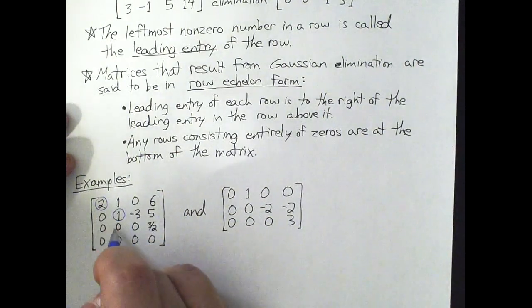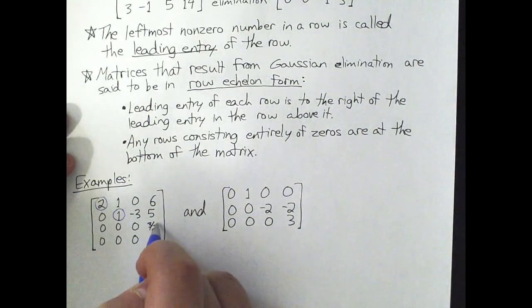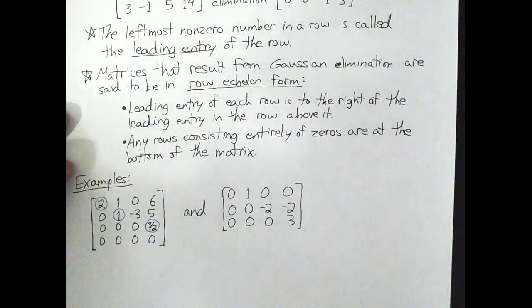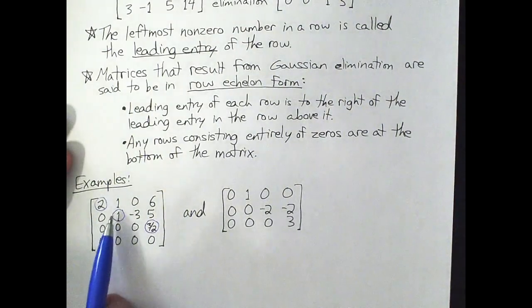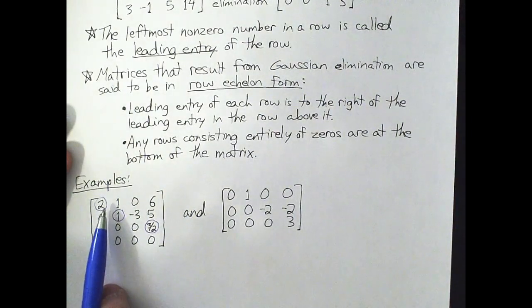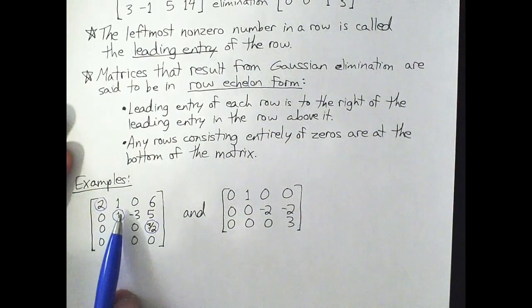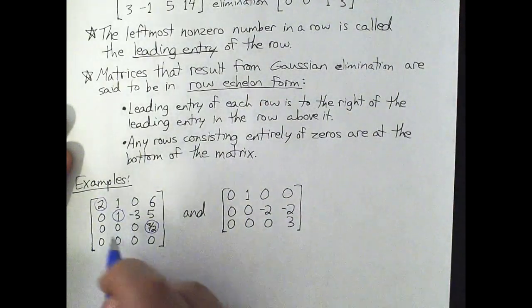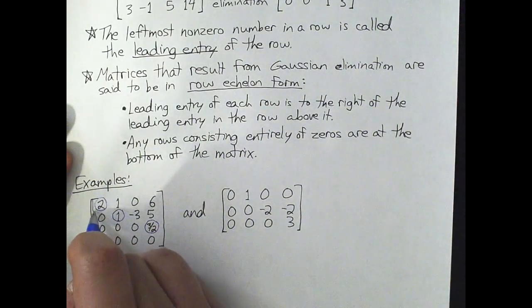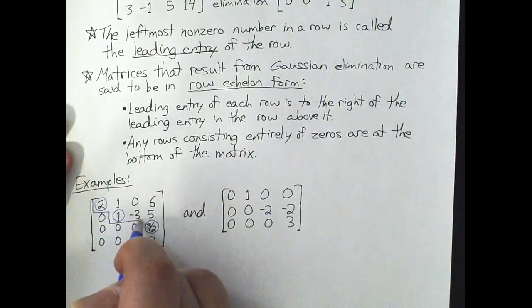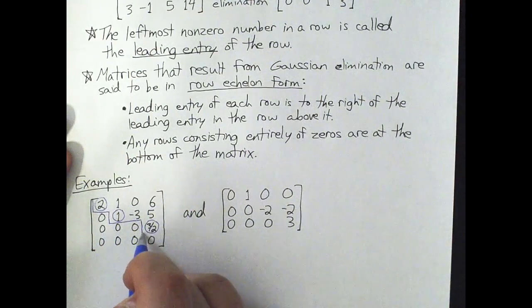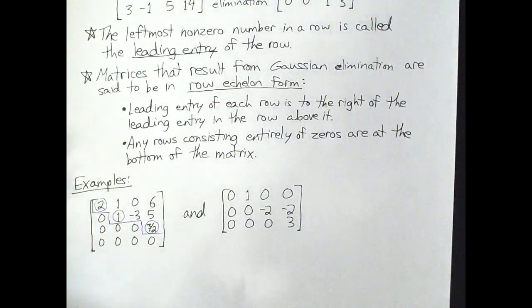The leftmost non-zero number in the third row is 3/2, and the fourth row doesn't have a leading entry because it's all zeros. And the important thing is that each leading entry is down and to the right, down and to the right. We could even draw this staircase pattern. It's just that the second step's a little longer than the first. All right, so this is in row echelon form.